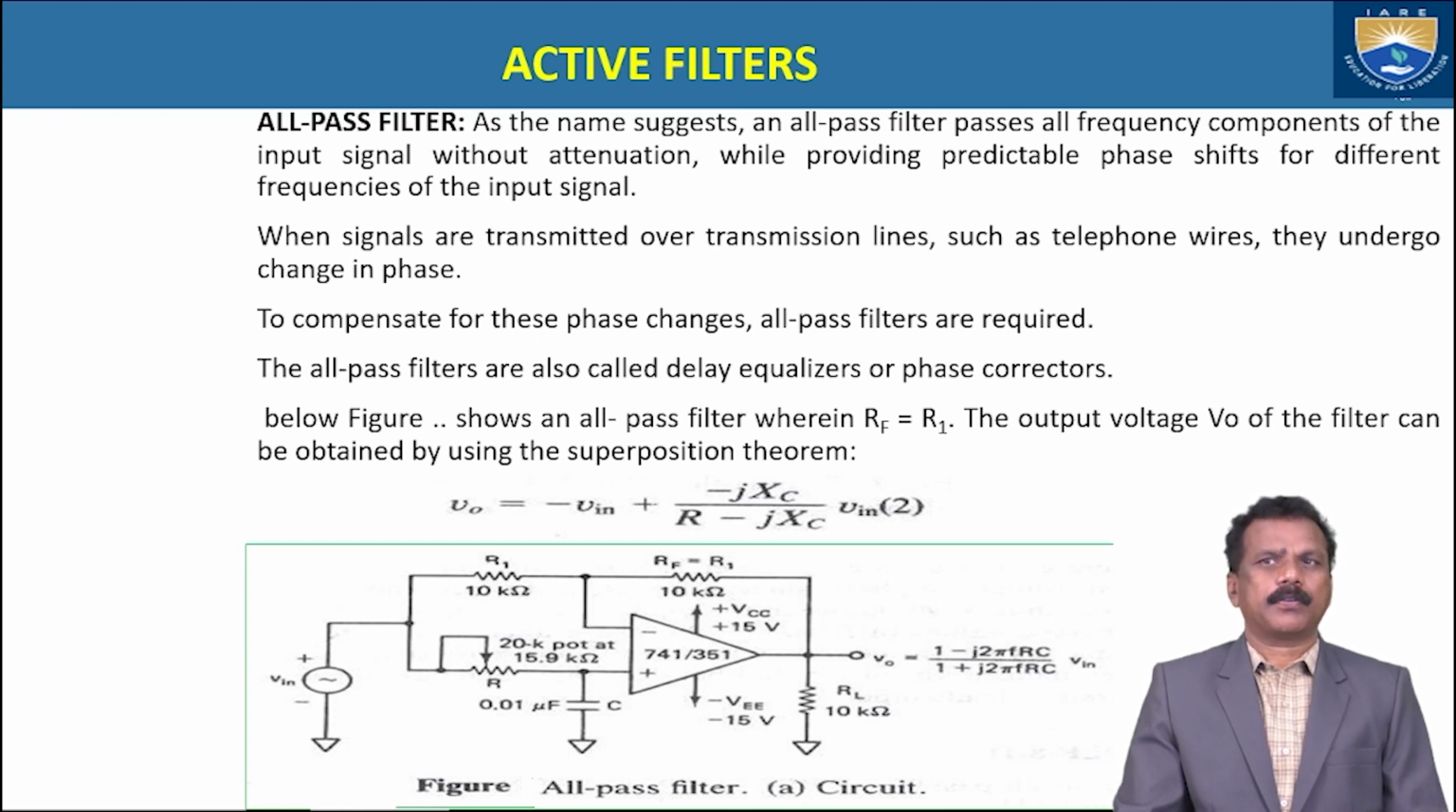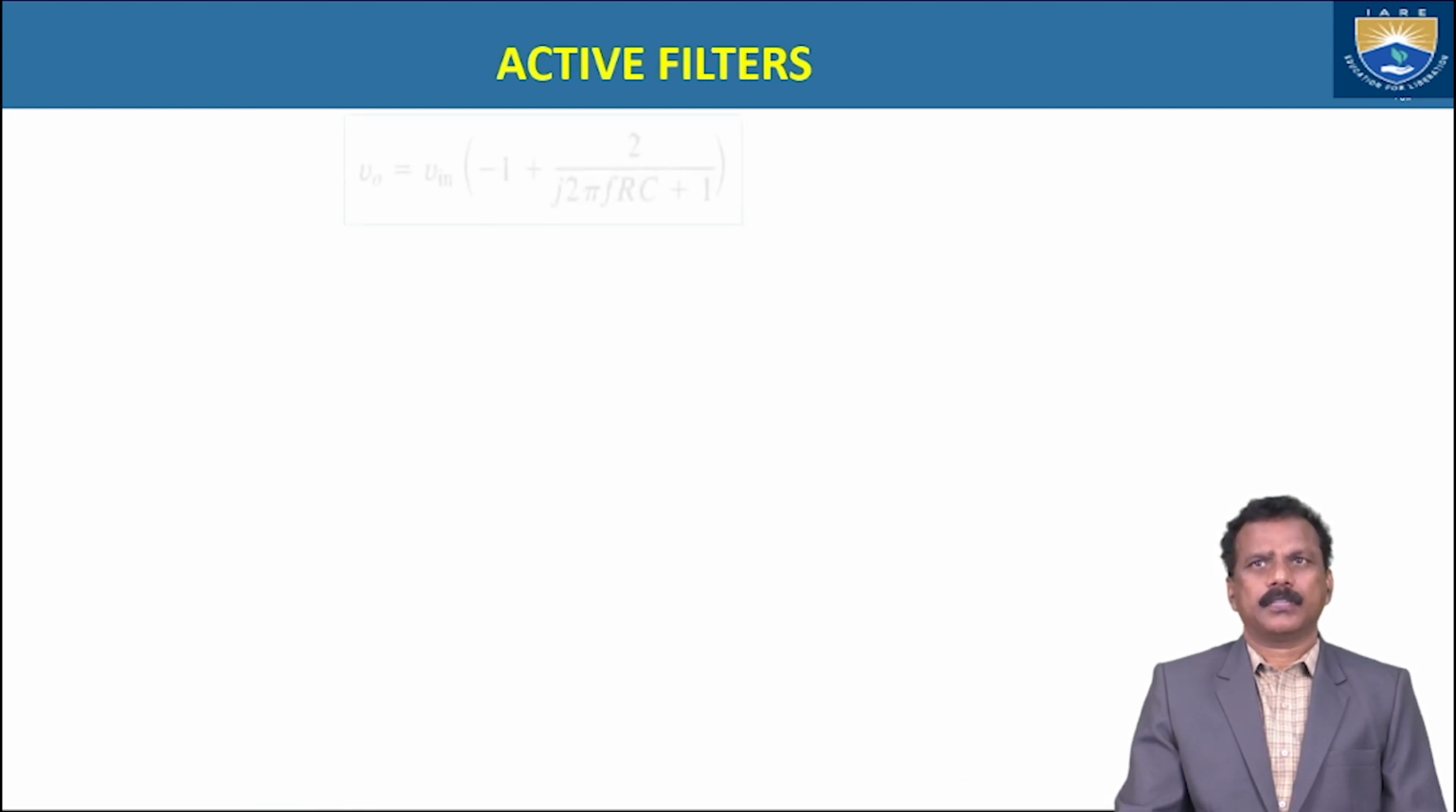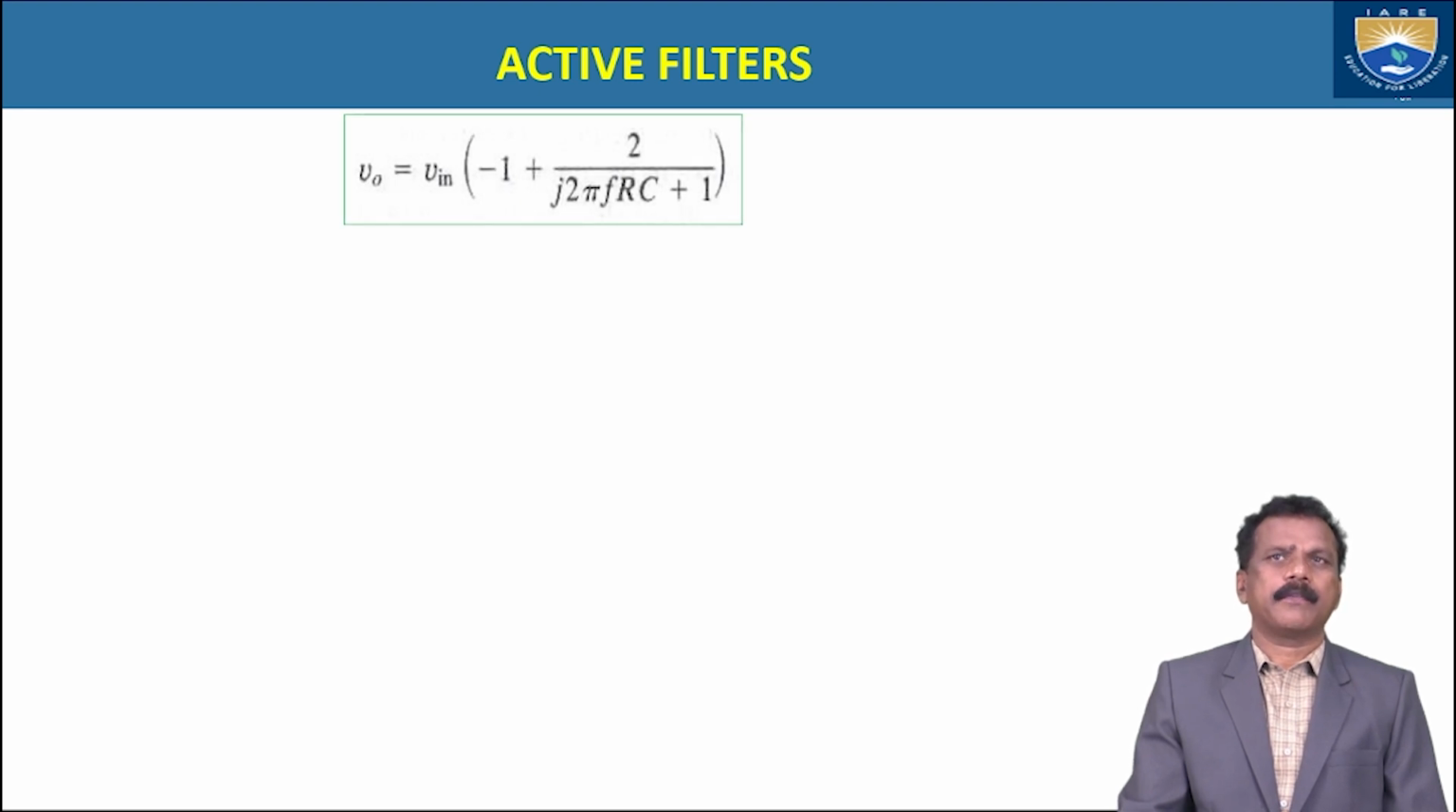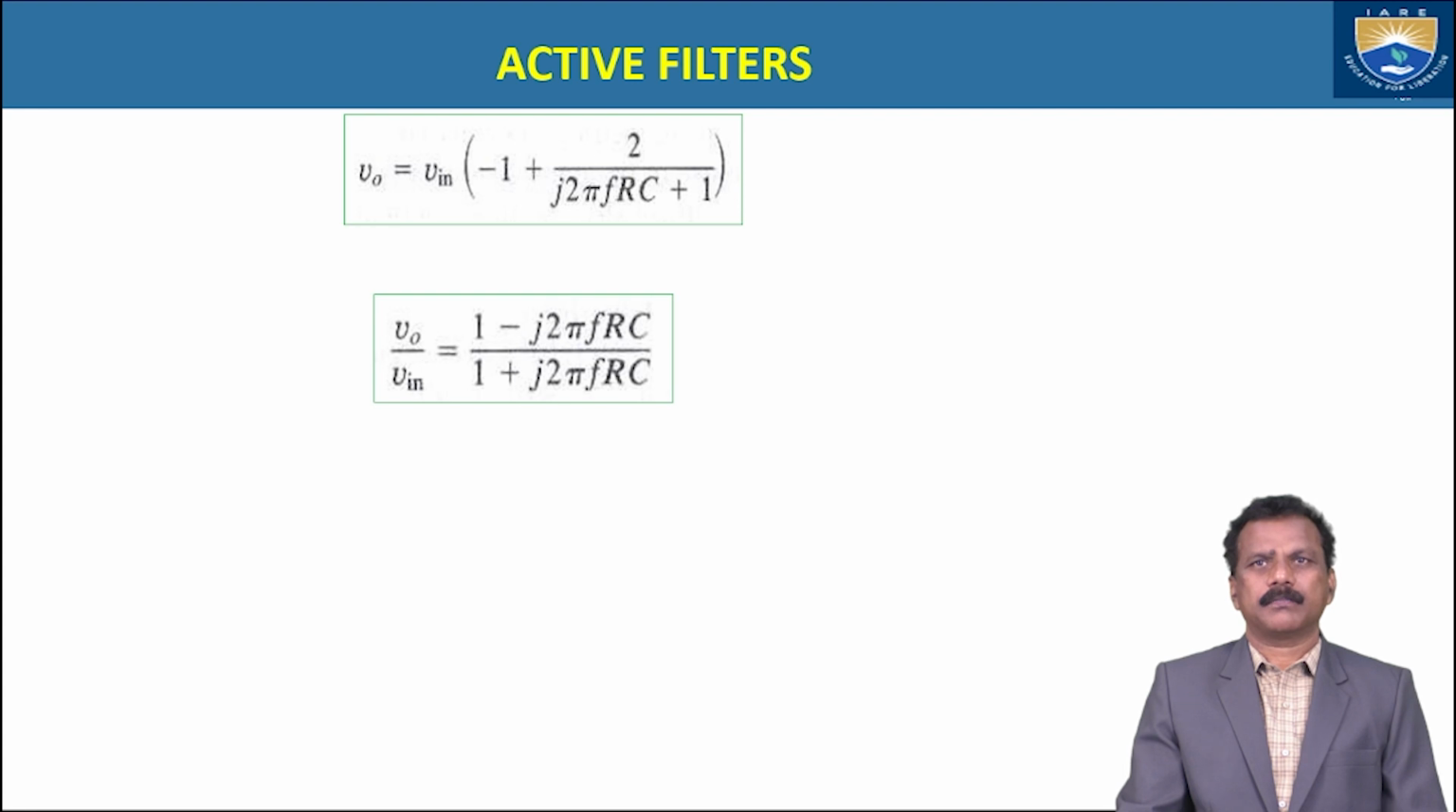Okay. We need to calculate the output voltage, where the output voltage is equal to minus Vin. Why is it minus Vin? Because both inverting and non-inverting terminals are connected with this Vin. Here, the output voltage is equal to minus Vin plus (minus jXC by R minus jXC) into Vin. So the output voltage is equal to Vin of minus 1 plus 2 by (j2πFRC plus 1). So the output voltage by input voltage is (1 minus j2πFRC) by (1 plus j2πFRC), where F is the frequency of the input signal.